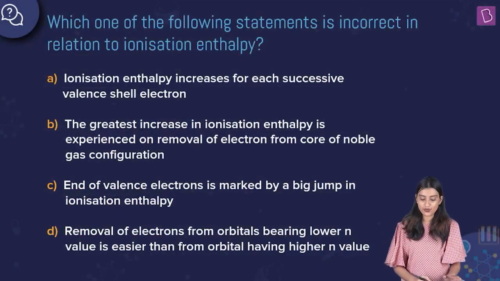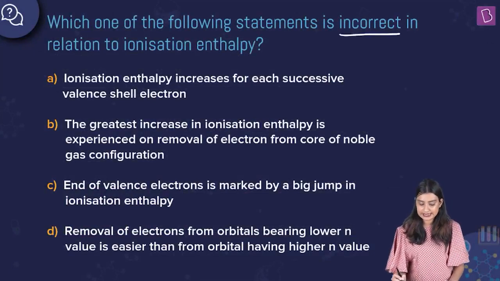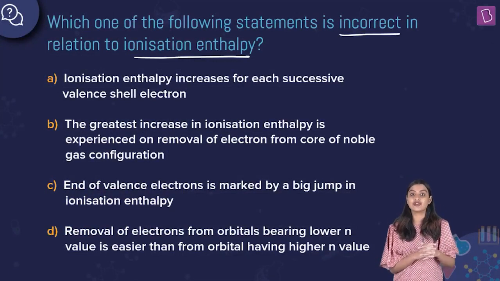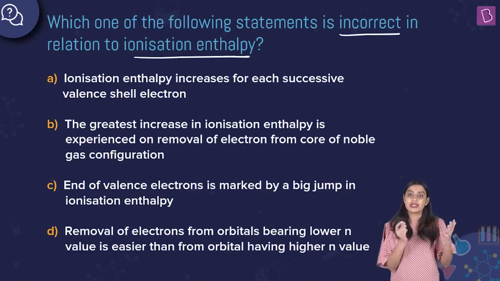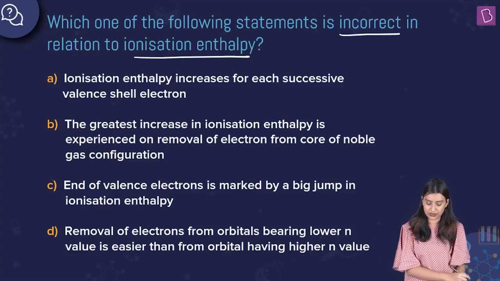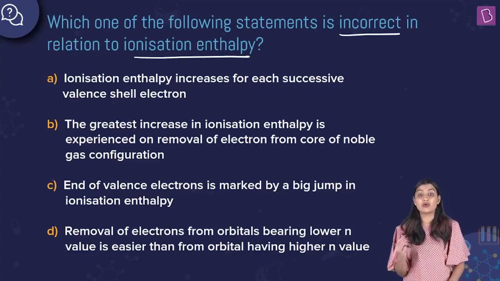All right, so here they're saying which one of the following statements is incorrect in relation to ionization enthalpy. What is ionization enthalpy? Basically, the amount of energy we need to supply to the setup where you are removing an electron from a neutral gaseous isolated atom. Okay, that is going to be the ionization enthalpy, the ionization energy, whatever you want to call it. So let's see, we'll read the statement, we'll mark true or false against it. Whatever is false is going to be the right answer to this question.